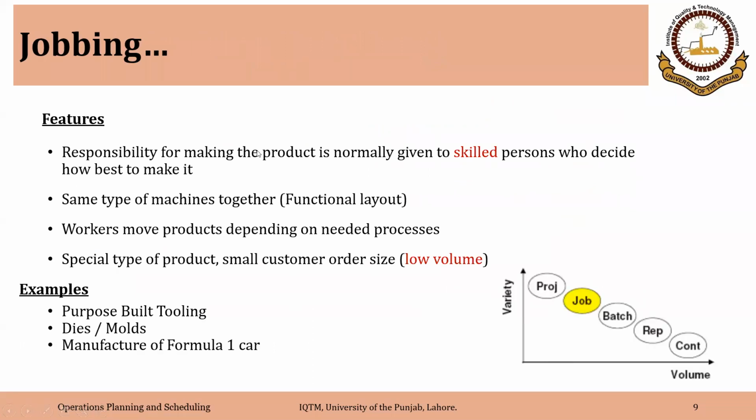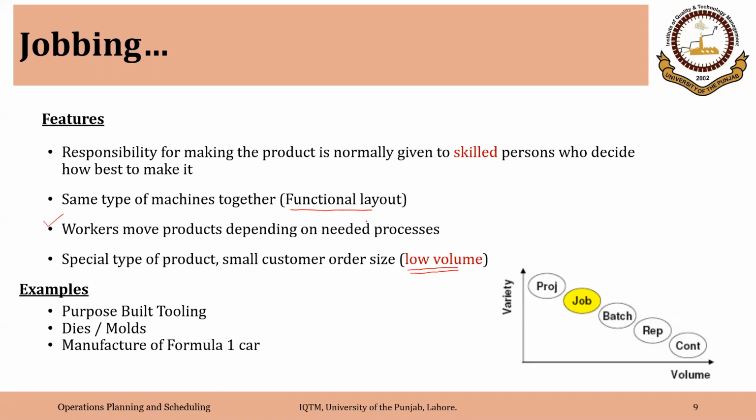What are the features of a job shop or a jobbing process? Responsibility for making the product is normally given to skilled persons who decide how best to make it. So this is something common in jobbing and project process. Skill level required is generally high. Same type of machines are grouped together, so that is called functional layout. Workers move products depending upon needed processes. So sequence and routing is to be planned carefully and it is to be managed carefully as well. Special type of product is made and generally the order size is small, so we are having low volume production.